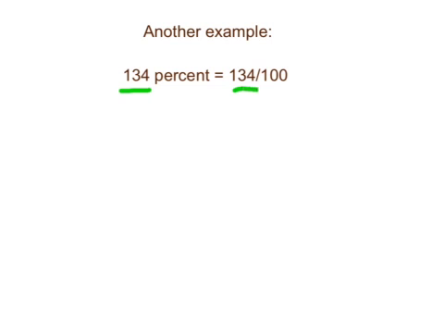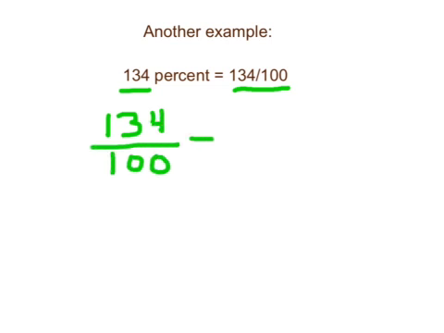134%. That's the same as 134 divided by 100. There we've already converted to a fraction. We might try simplifying the fraction by dividing top and bottom by 2, for instance. 2 goes into 13 6 times. You have 1 left over, so you get 67. And if we divide the bottom by 2, we get 50.